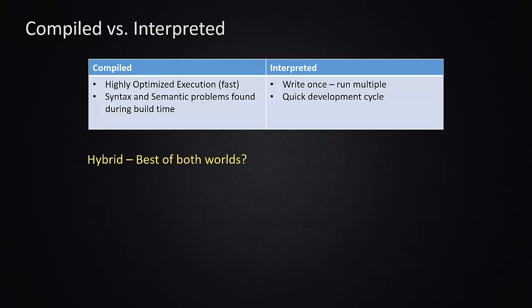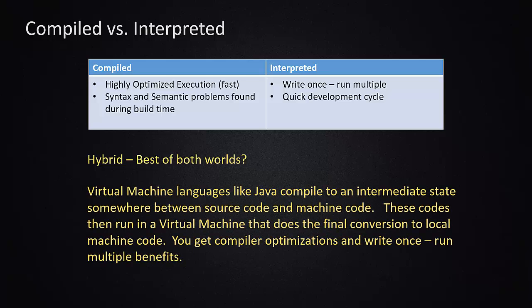What happens if we could come up with a hybrid, or the best of both worlds? Well, this is sort of the Java model. Instead of compiling your code to final machine code that is specific to a real physical processor and operating system, Java compiles to this intermediate bytecode language. It's sort of like a machine instruction set for a virtual common processor.